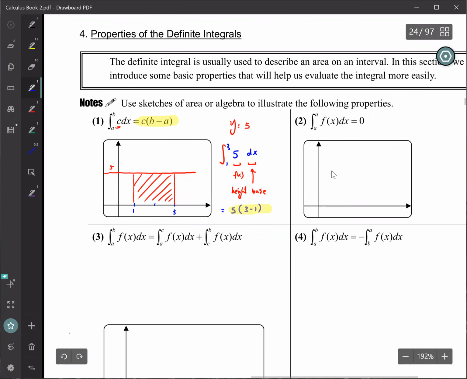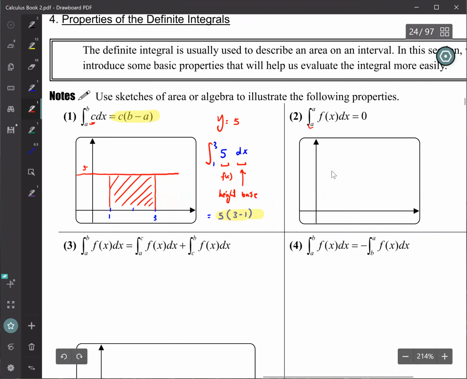And then the next one is when you see the boundaries have the same numbers on the interval, right? So that means there's no base. Okay, so the function can be anything. It could be a wave, doesn't matter, f of x. And then we want to find the net area from a to a. So there's no gap, and that's why there's no area at all. So pretty easy to understand, right?